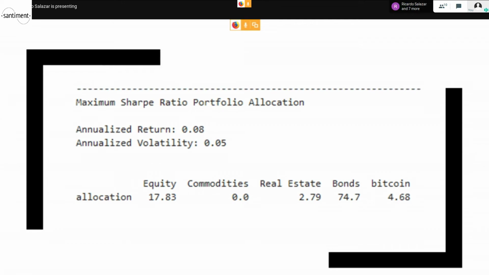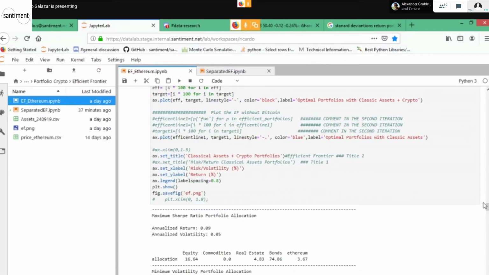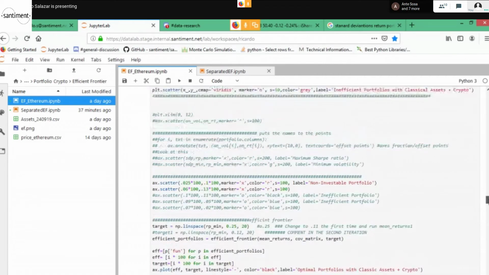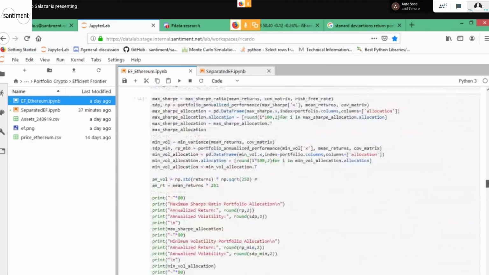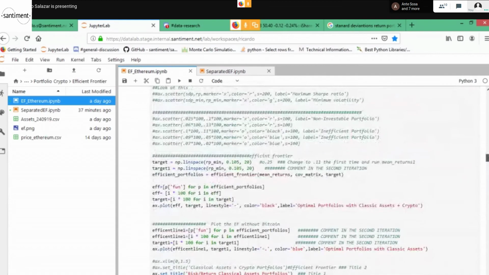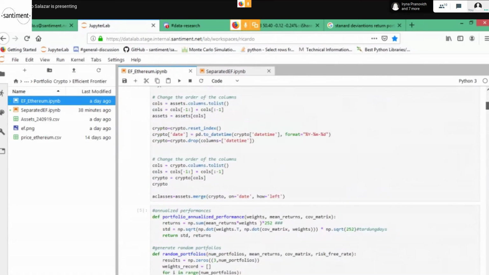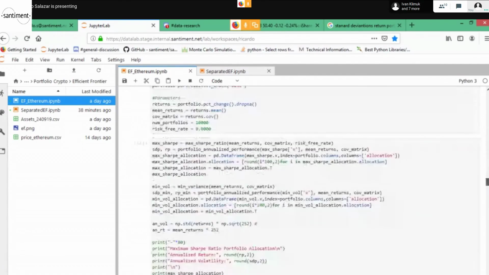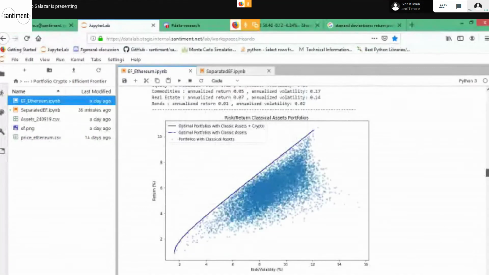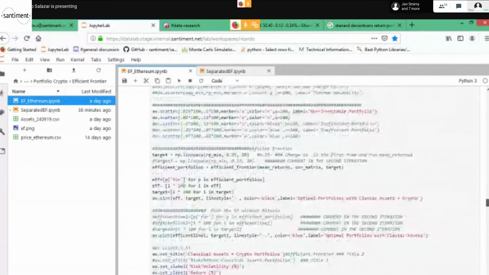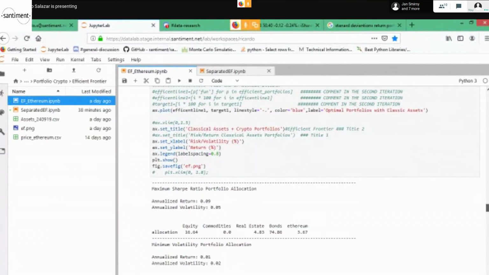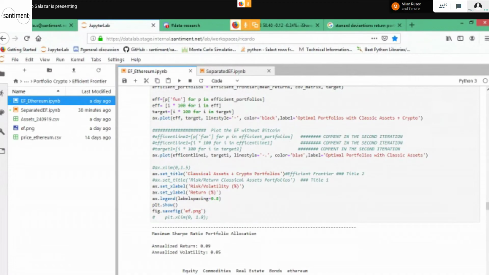Okay. Which one has the bigger correlation with real estate, Ethereum or Bitcoin? Do you know? I haven't computed it here. Well, I can do it and share it with you later, because I don't have the number here.